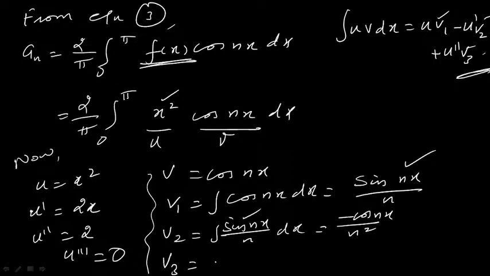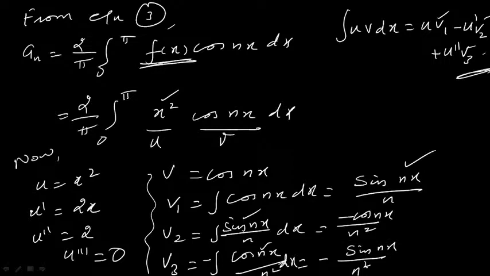Next, v3 is nothing but the integral of minus cos nx divided by n square. Here minus 1 by n square is a constant, so keep it as it is. Integrating cos nx, you get sin nx divided by n. Already you have n square in the denominator, so that becomes n cube. So let me substitute. Now we are going to evaluate this integral.